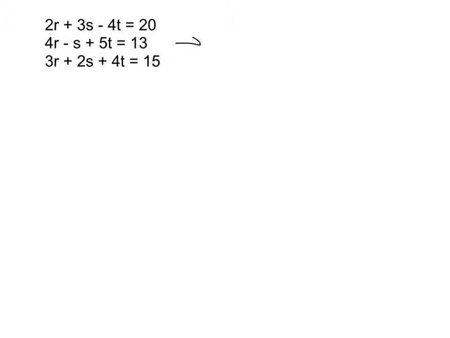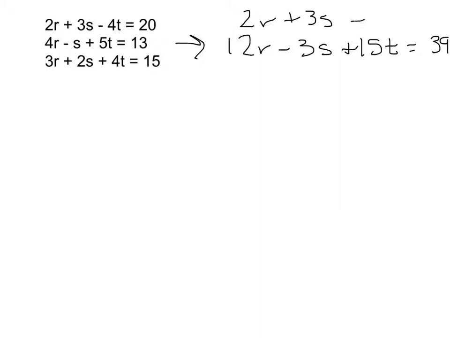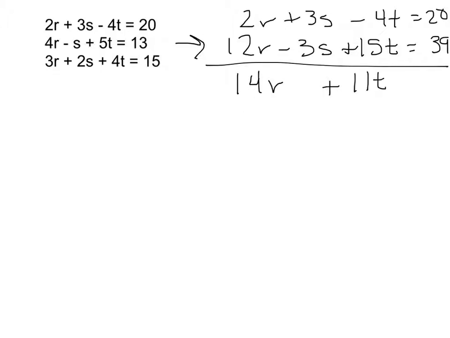That becomes 12r minus 3s plus 15t equals 39. And I'm going to add it to the first equation, which is 2r plus 3s minus 4t equals 20. So I add my two equations together, I end up with 14r plus 11t equals 59.